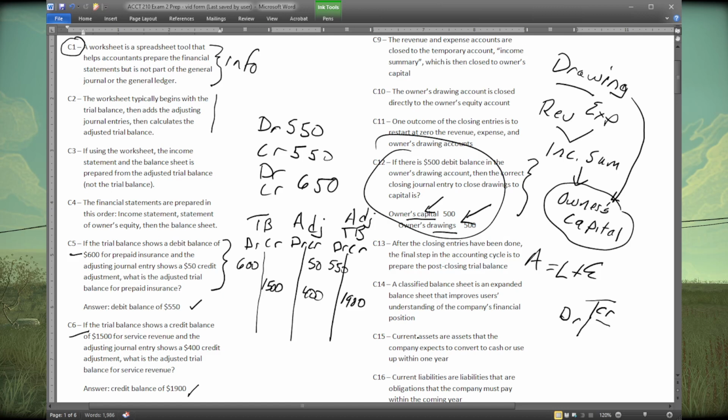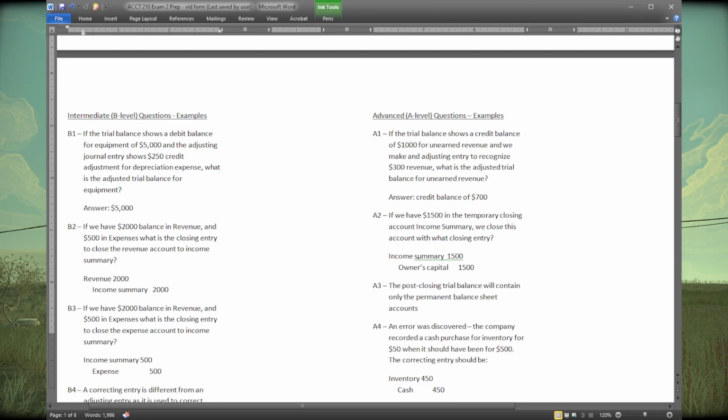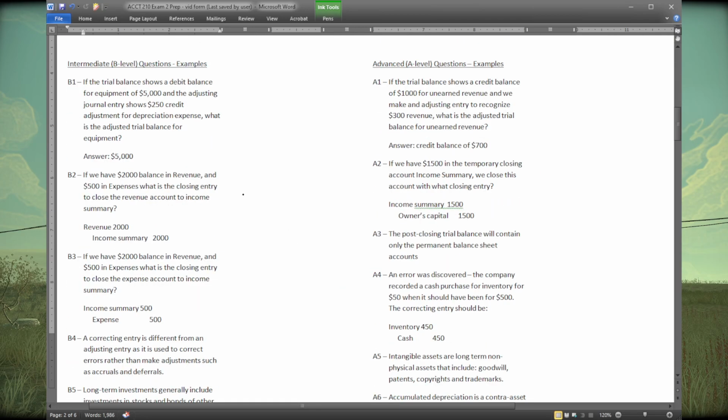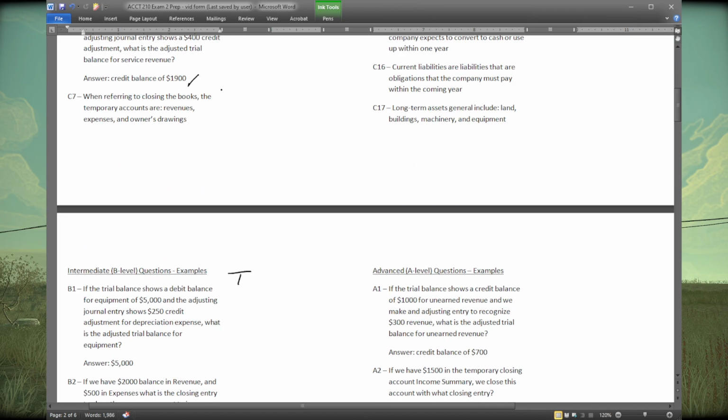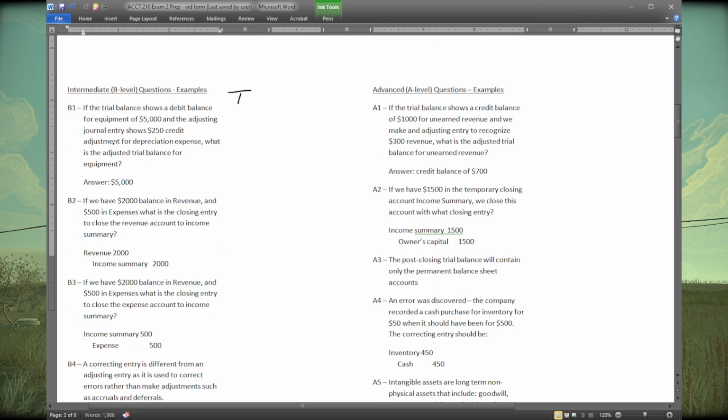Let's see. So there's a bunch of other knowledge items here. Let's kind of go to the chapter 4, the B and the A level questions. And there's a couple of each. So let's start off here on the intermediate. If a trial balance shows a debit balance for equipment of $5,000 in the adjusting journal entry. So this is the same thing as we had in this stuff, except I chose 2 very basic versions for C5 and C6, and I'm choosing a little bit more difficult for the B1. So this is a trial balance worksheet item, and A1 is also.